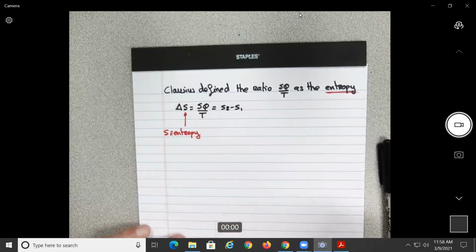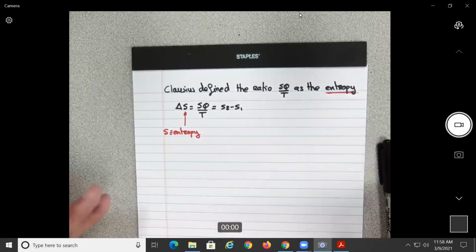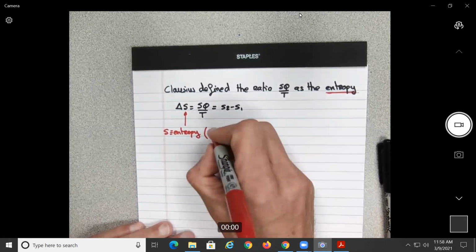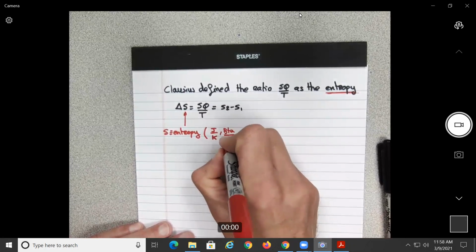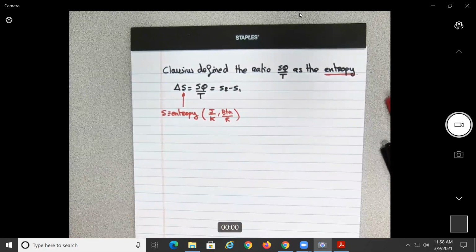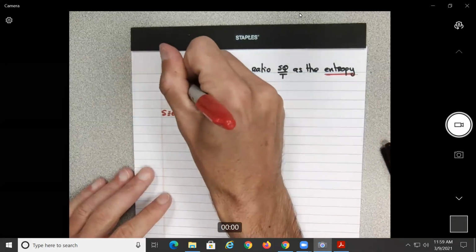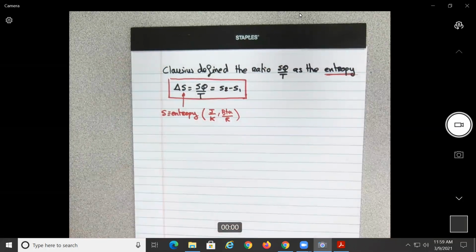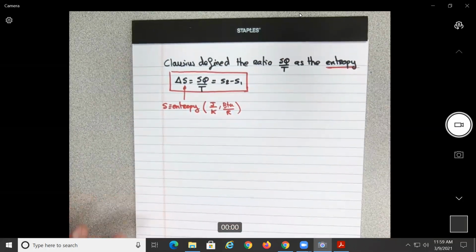All right. And what will be the units? That's not difficult. Joules per Kelvin or BTUs per Rankine. Okay, so let me finish a little bit the lecture for today, and then I'll try to make this a bit more clear, okay?